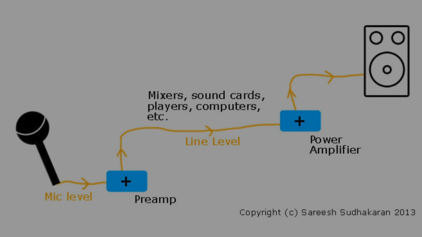And so that level of information needs to be amplified so that computers, mixers, and things like that can use it. So we have something called a preamp, which goes from the microphone in between to whatever it's going to be sent to mix the sound. And it turns into something called line level, which is our basis of information. Once it's been mixed, we need something that's going to make that sound powerful enough to make the speaker move, to amplify the signal.